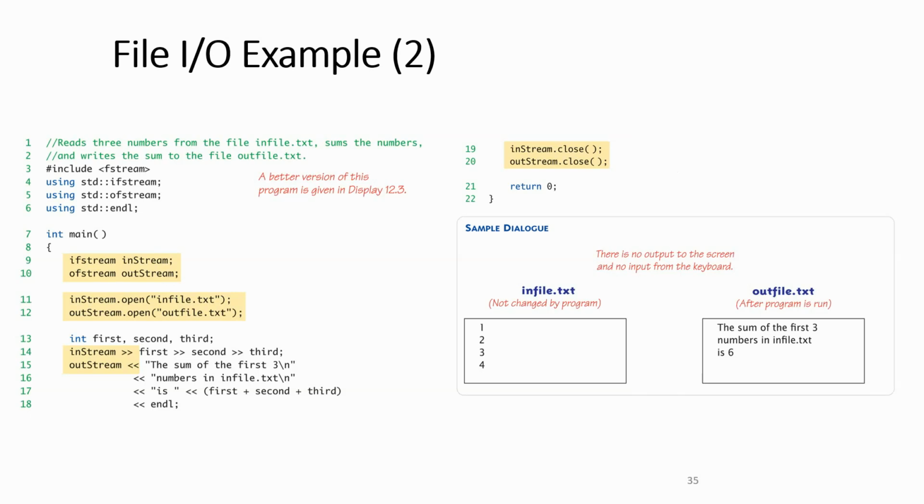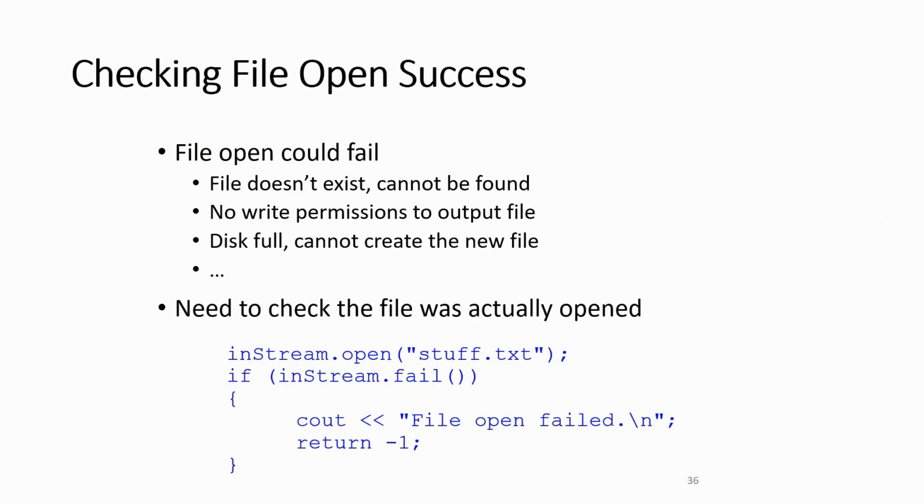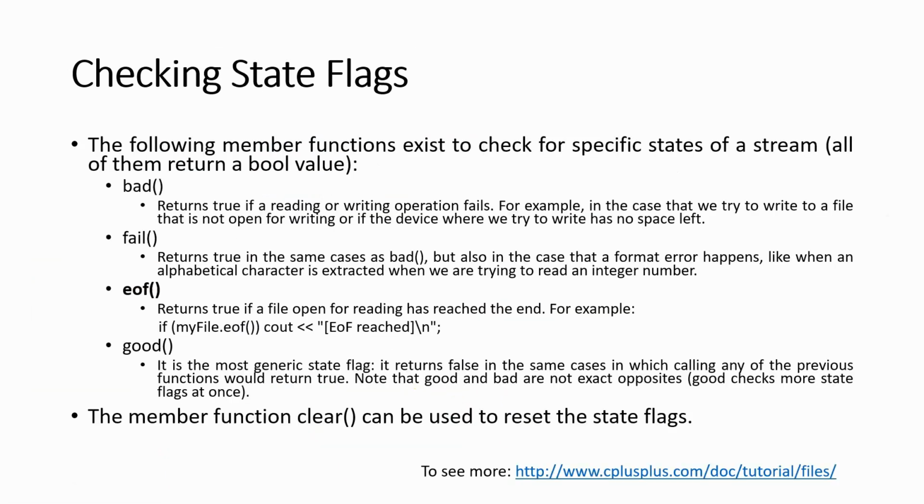Another example from your textbook. These are very basic, so I'm just going to go over them, like we already covered them. As mentioned, we have to check whether opening the file was successful or not. We can use either the fail member function or the is_open member function for that.